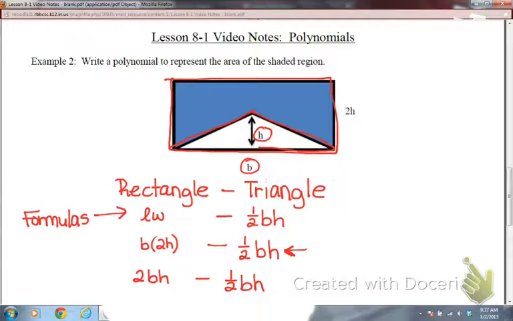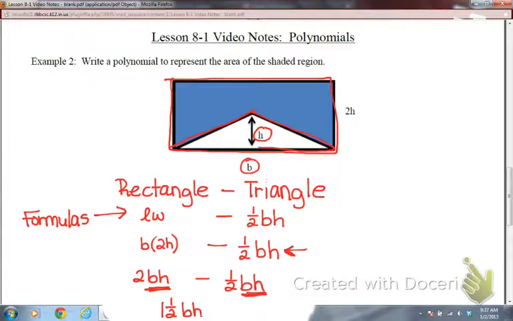Since we have a binomial here, and they have the same exact letters, and also the same exponents, you don't see any exponents, but since they have the same letters here, that means we can actually combine them. So this is 2BH minus 1/2 BH. Well, 2 minus 1/2 is 1/2. So we write that it's 1/2 BH.